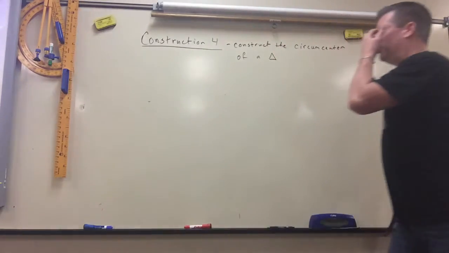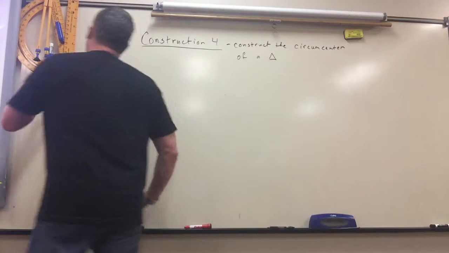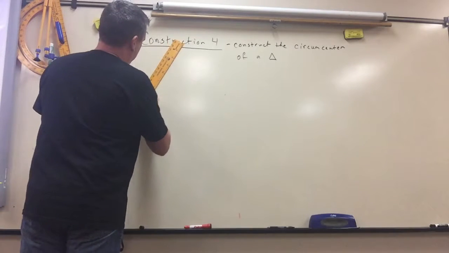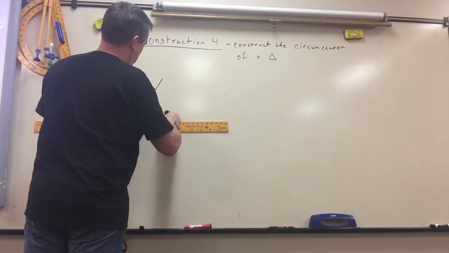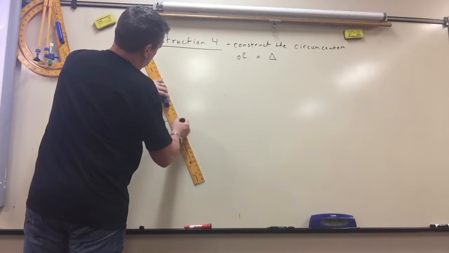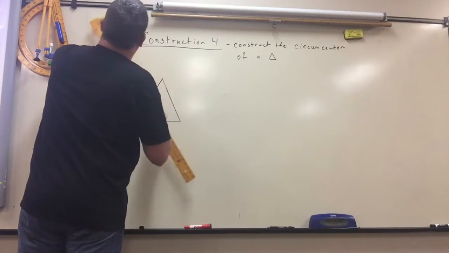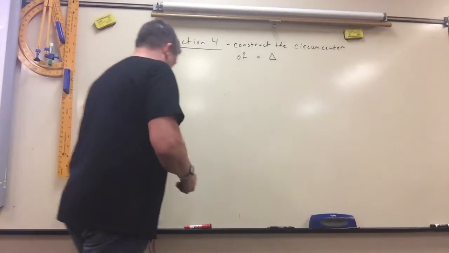Okay, construction 4 is construct the circumcenter of a triangle. Construction 4. When did we do 1, 2, and 3?